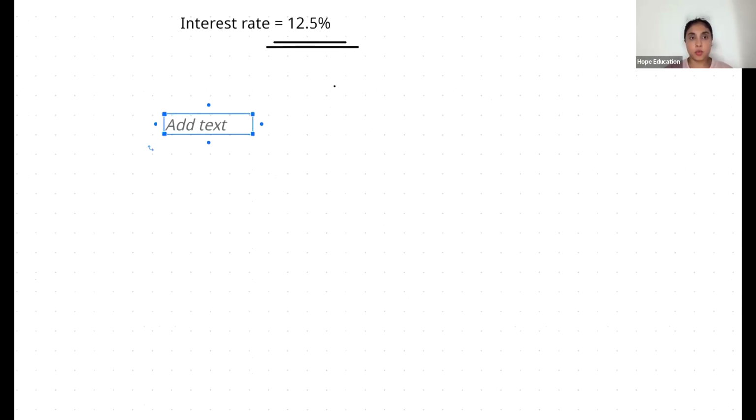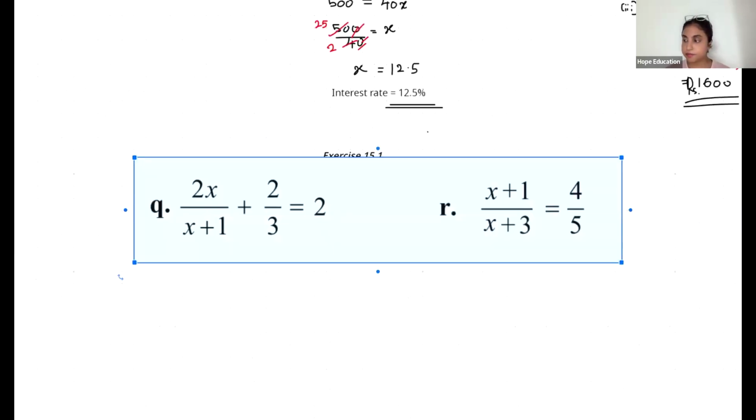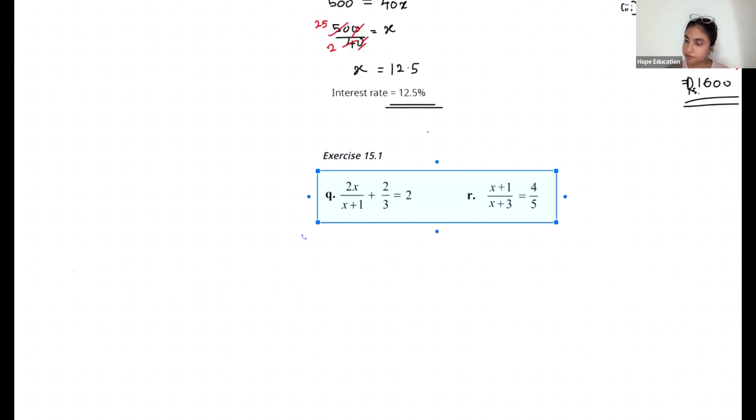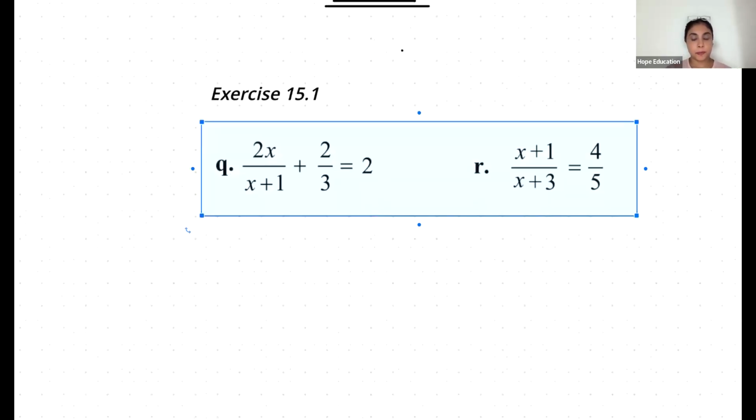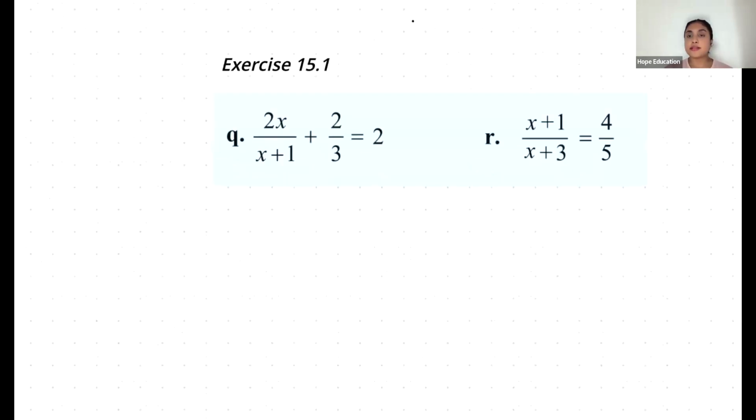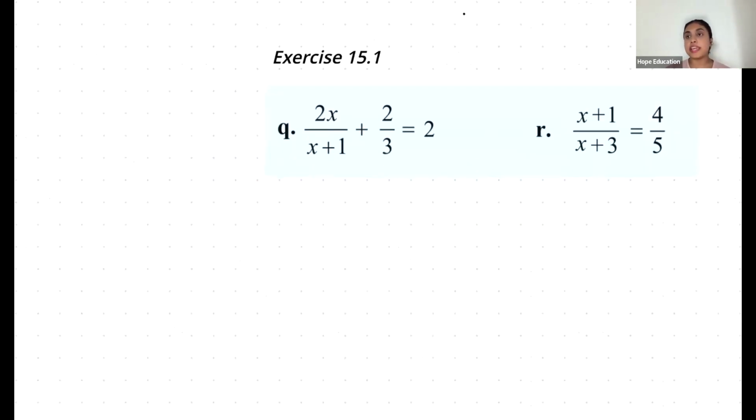Exercise 15.1, Q and R. So today we have to finish quadratic equations, right? Okay, Q. Now, what is the question here? Solve the following equation. So we have to solve these equations.